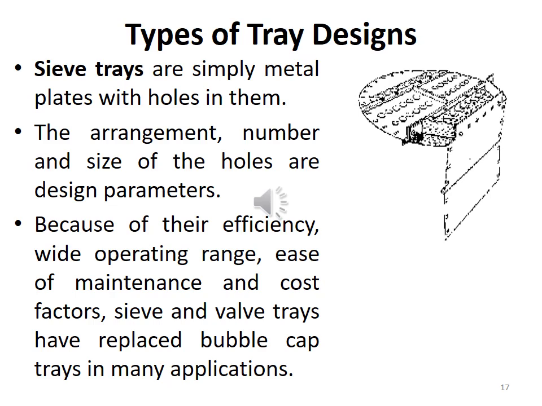And the third type is the sieve tray. Sieve trays are simply metal plates with holes in them. Vapor passes straight upward through the liquid on the plate. The arrangement, number, and sizes of the holes are design parameters. Because of their efficiency, wide operation range, ease of maintenance and cost factor, sieve and valve trays have replaced the once highly used bubble cap tray in many applications.